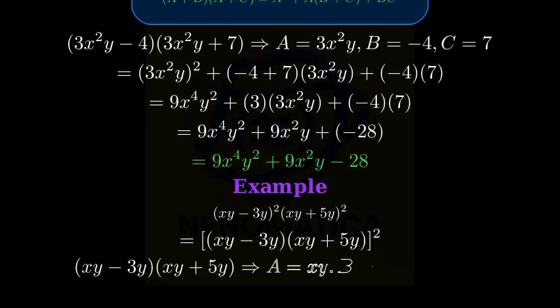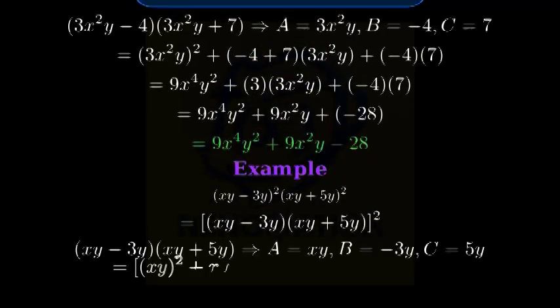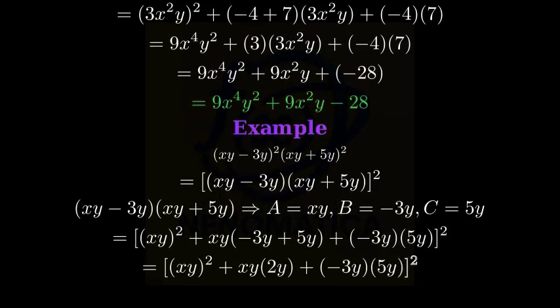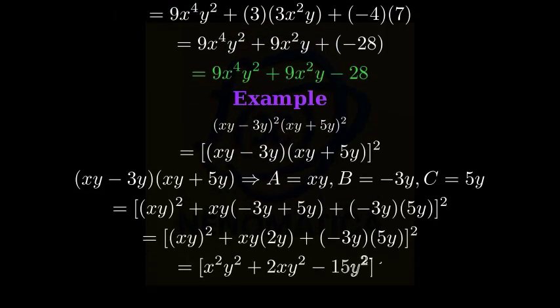In this inner product, we can identify a as xy, b as negative 3y, and c as 5y. Now, we'll apply the common term identity to expand this inner product. We get a squared, which is xy squared, plus a times the quantity b plus c, which is xy times the quantity negative 3y plus 5y, giving us xy times 2y, or 2y squared x, plus b times c, which is negative 3y times 5y, giving us negative 15y squared.